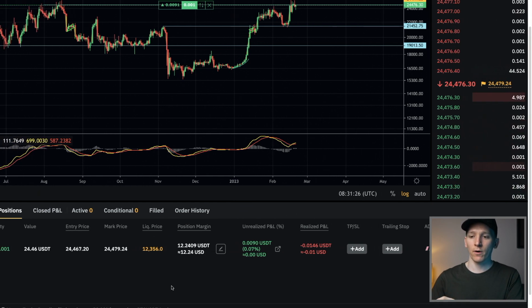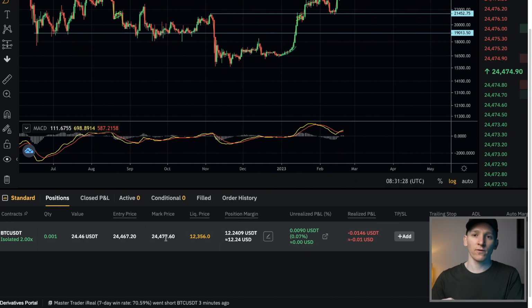The reason why the mark price is important is because that is the price at which most of the contracts are actually settled at. And so if you have limit orders in or you get liquidated, they'll be using the mark price for that.